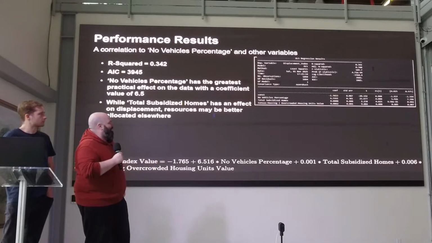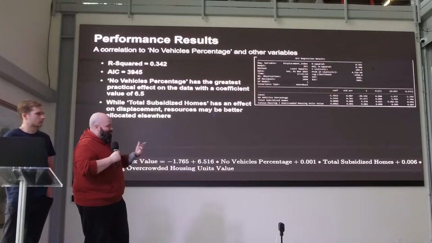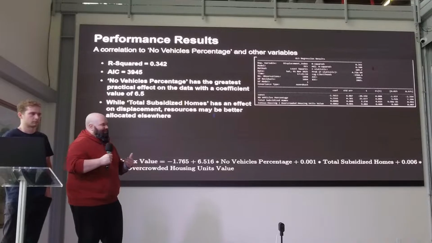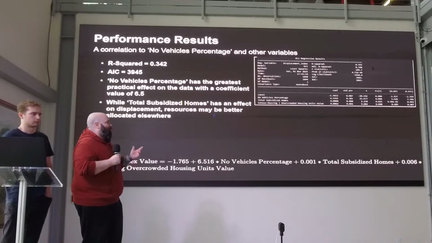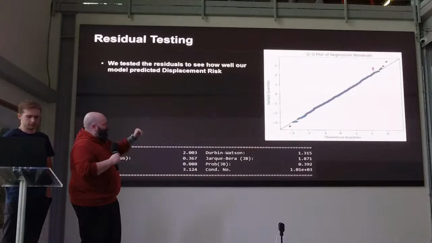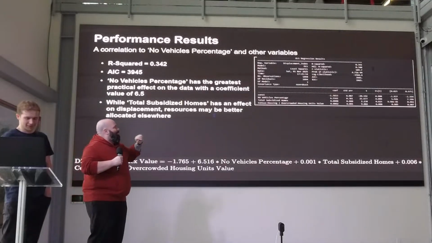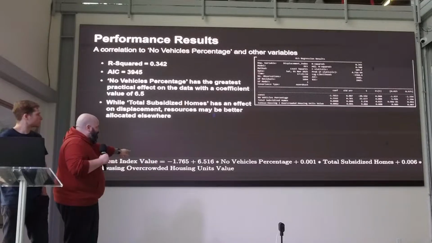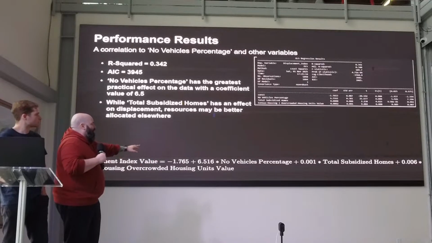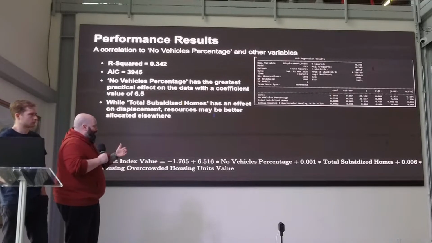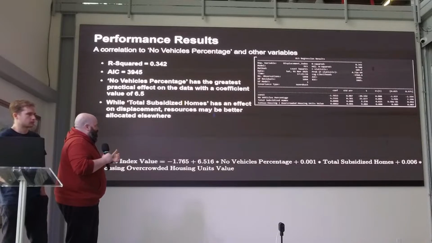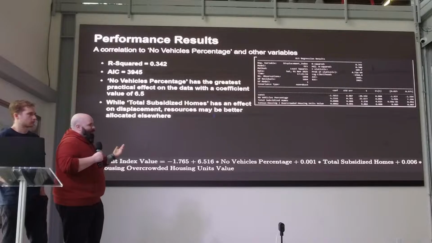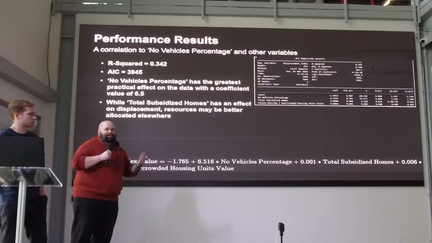One of them was the census overcrowded housing units value, which is also something people don't have a lot of control over. Our R squared was moderate, about 0.34. Not high, but at the same time, we only had 3,000 units. For the percentage of no vehicles, you would put 0.01 for however many percent you wanted to raise it. The estimate is that the index shifts by about 1 in 20 for every 1% change in no vehicles.